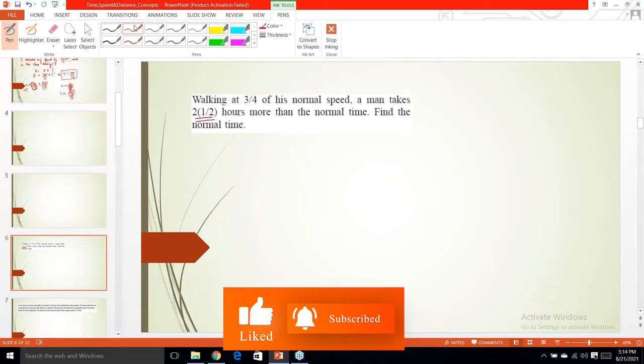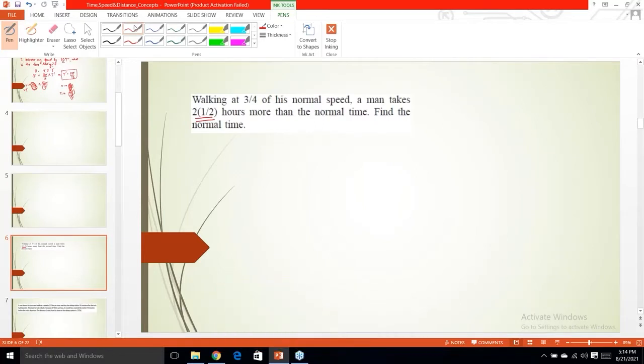I'll just use the conventional method for this question. After this, I won't be touching the conventional method. So it says that walking at 3/4 of his normal speed, a man takes 2.5 hours more than the normal time. Find the normal time. Very simple question. So assume that V is the normal speed.